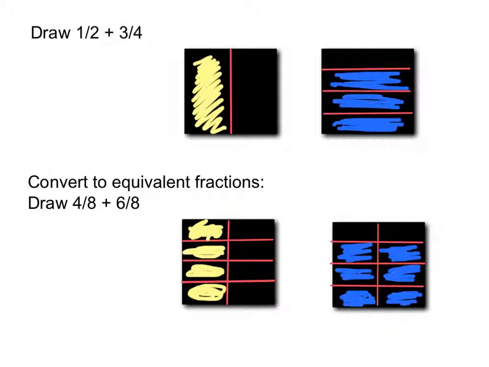Okay, I want you to go ahead and draw these in your journals. 1/2 plus 3/4, two equivalent boxes, and shade in a half in yellow and shade in 3/4 in blue. We're going to convert to equivalent fractions just like our last lesson. Out of halves and fourths, we're going to have equivalent denominators of eighths. If you break it apart into eighths, 4/8 is equivalent to 1/2, and 6/8 is equivalent to 3/4.